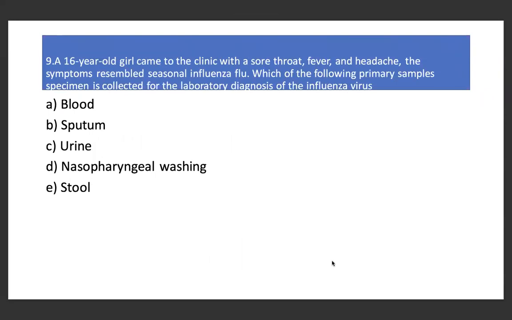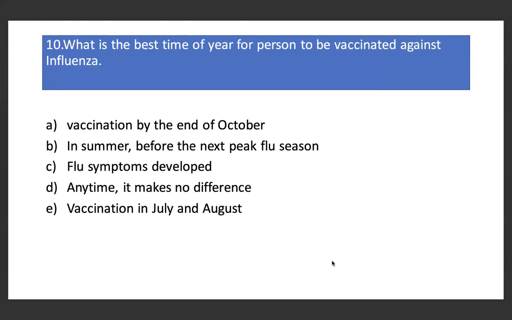Question 9. A 16-year-old girl came to the clinic with a sore throat, fever, and headache. The symptoms resemble seasonal influenza flu. Which of the following primary specimens is collected for the laboratory diagnosis of influenza virus? Option A is blood. Option B is sputum. C is urine. D is nasopharyngeal washing. And E is stool. The correct option is D.